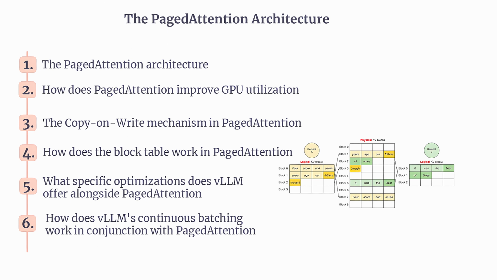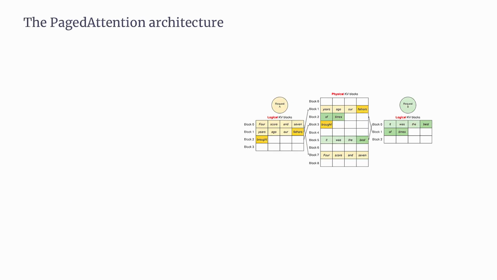The PagedAttention architecture. How does PagedAttention improve GPU utilization? The copy-on-write mechanism in PagedAttention. How does the block table work in PagedAttention? What specific optimizations does vLLM offer alongside PagedAttention? How does vLLM's continuous batching work in conjunction with PagedAttention? Let's discuss the PagedAttention architecture.